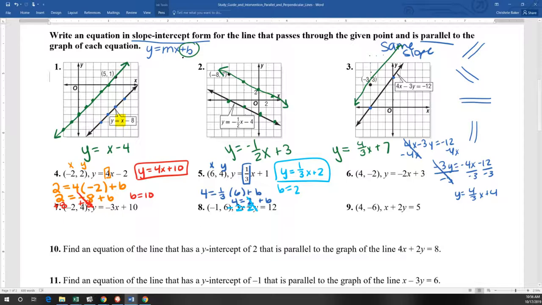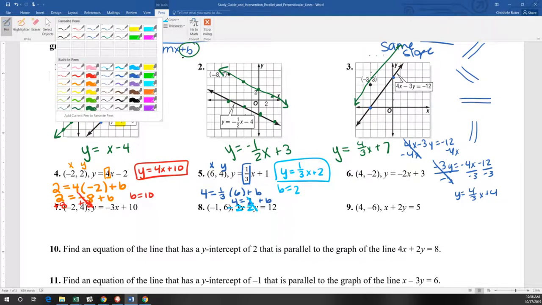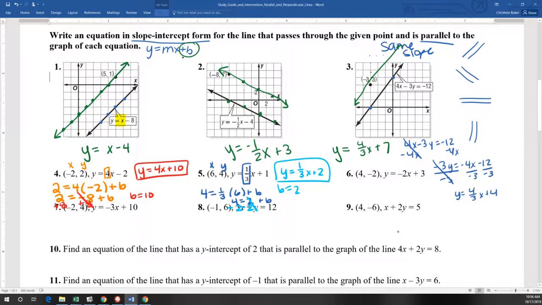So let's go down to number 9, since that one is a standard form equation. So let's see how that's different. From just looking at it, I cannot tell what the slope is. I have to get y by itself. That's how I'm going to know the slope. So subtract x from both sides and divide both sides by 2.